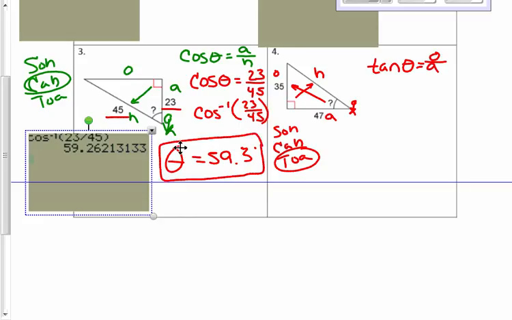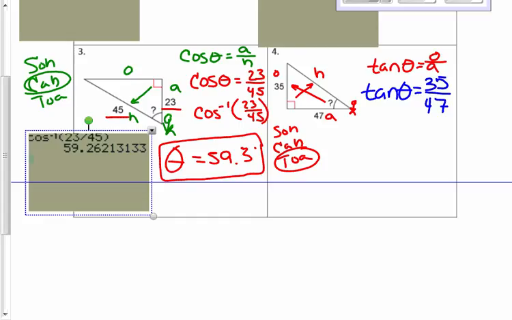Number 4, hopefully you identified your sides and realized this was a tangent problem since we had the O and the A. So tangent of theta is equal to opposite over adjacent. And then we just plug in what we have. We're missing the angle, so we leave in theta. Your O value is 35, so your opposite's 35. Your A value is 47. So you substitute in for your adjacent.